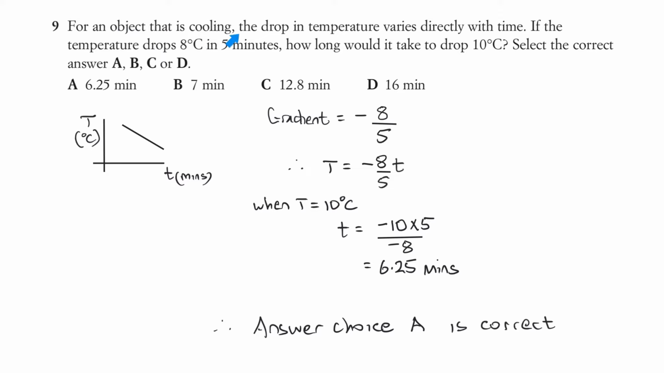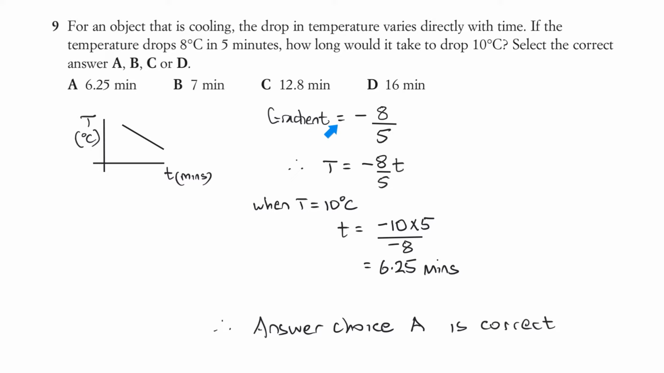9. For an object that is cooling, the drop in temperature varies directly with time. If the temperature drops 8 degrees C in 5 minutes, how long would it take to drop 10 degrees C? Select the correct answer, A, B, C, or D. Okay, so I've drawn this. We've got the temperature up here and the time. Now it's dropping because as the time increases, it's cooling.